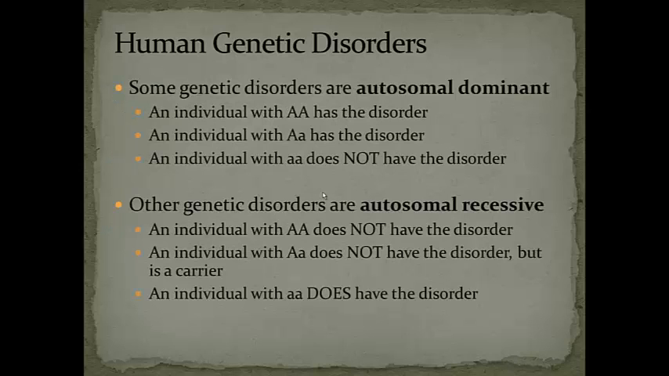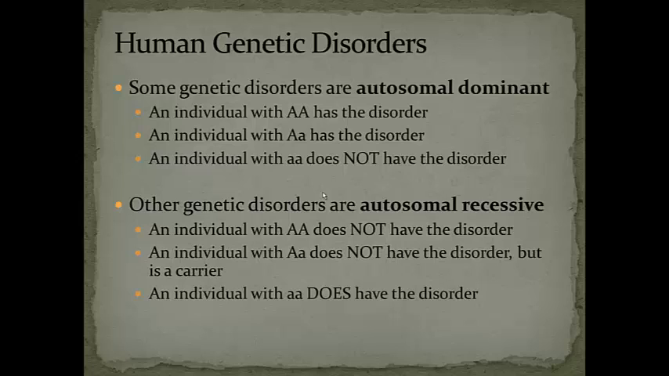Some genetic disorders are autosomal dominant, meaning if you carry the dominant gene, you have the disorder. So someone who's homozygous dominant has the disorder. Someone who's heterozygous has the disorder. Someone who is homozygous recessive does not have the disorder. That is the only way you're going to escape the disorder.